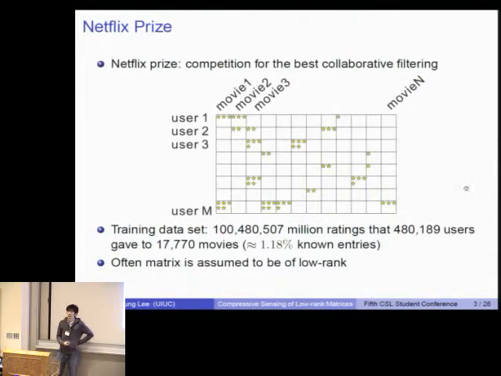Let's see some interesting applications that can be categorized as compressive sensing of low-rank matrices. The first example is the Netflix Prize. It's a competition for the best collaborative filtering. They are giving a training set, a subset of a matrix of ratings between users and movies. They are providing a matrix with 480,000 users and 17,000 movies, but they are only providing 1.18% of known entries.